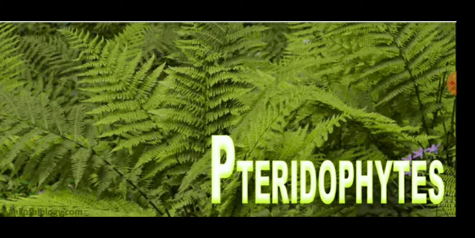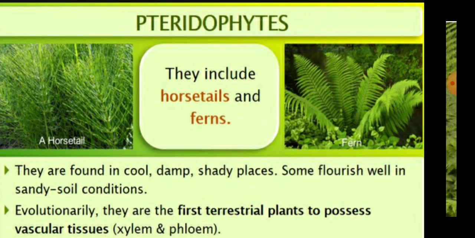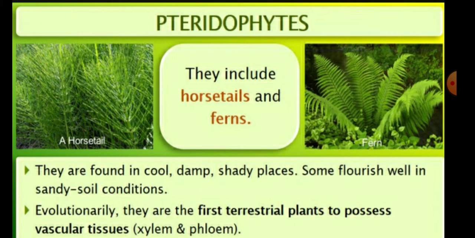So, children, yesterday we discussed the bryophytes. Today our topic is pteridophytes of chapter 3, Plant Kingdom. Children, the pteridophytes include horsetails and ferns. You can see these types of plants in this diagram.